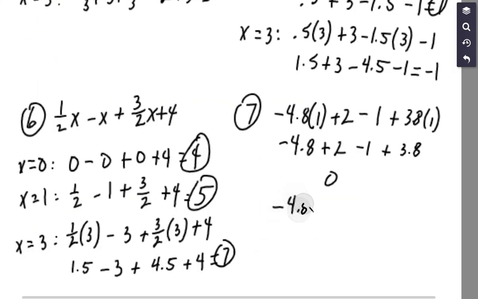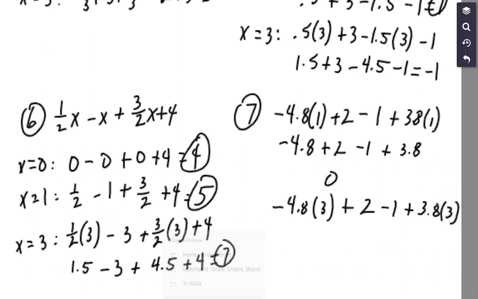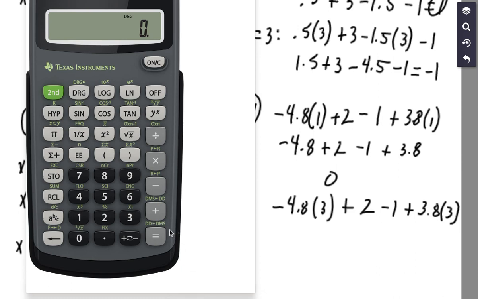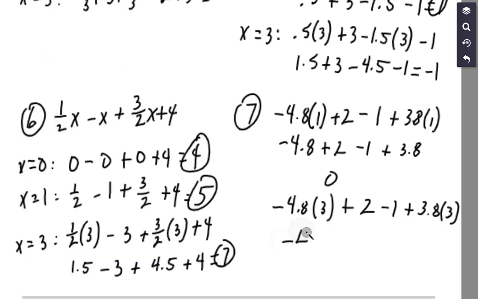So it's negative 4.8 times 3 plus 2 minus 1 plus 3.8 times 3. Okay, so that's going to give me, if I do 4.8, make it negative, times 3, that will give me negative 14.4 plus 2 minus, so this would be a 3 right here.